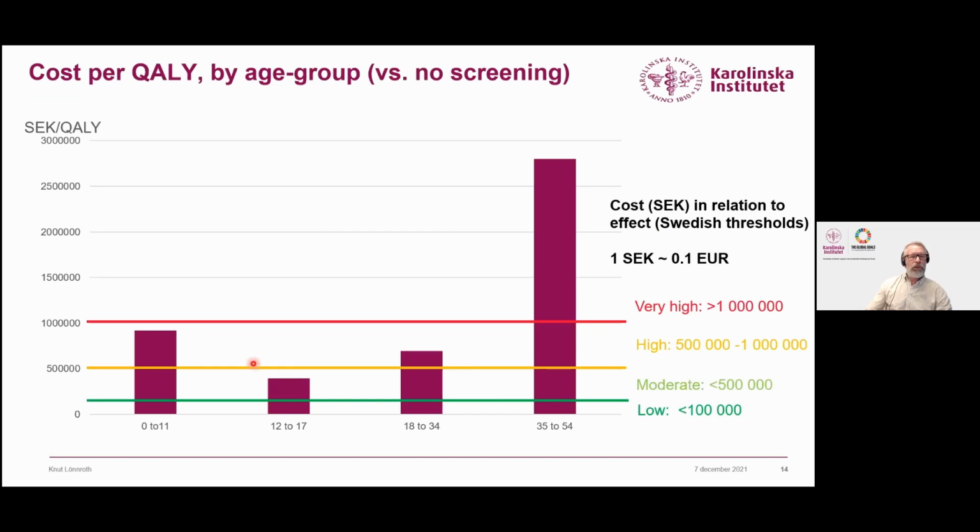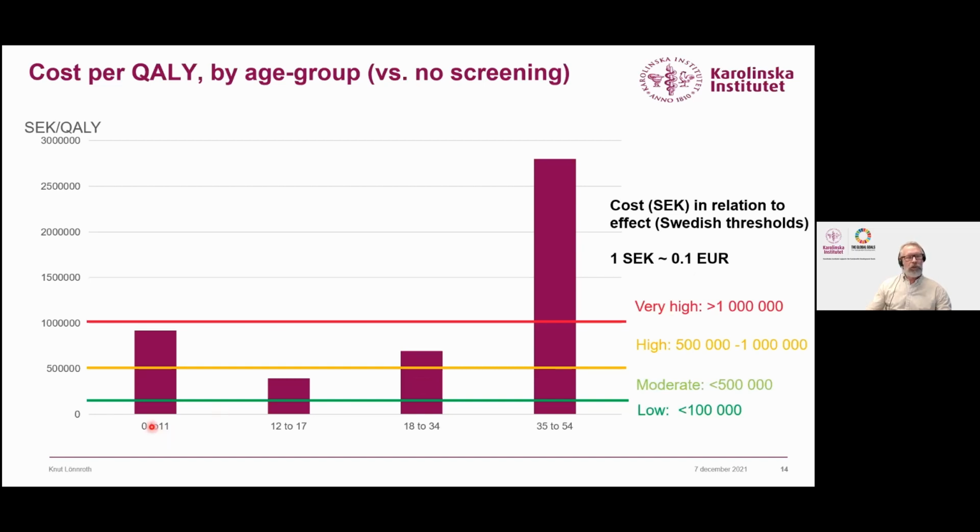Very briefly on the cost effectiveness, here is the cost per QALY in Swedish krona. So each bar here is an age group, and we did this by age because the results were driven a lot by IGRA positivity and eligibility for treatment, and both those are determined by age. The lines here are the Swedish cost effectiveness thresholds generally used, and this is in Swedish krona. If you divide it by 10, you get it in euro.